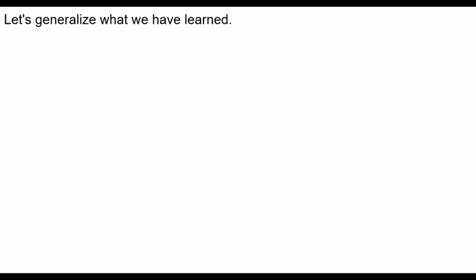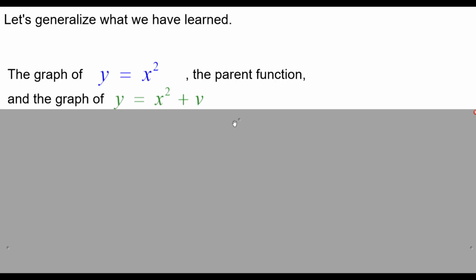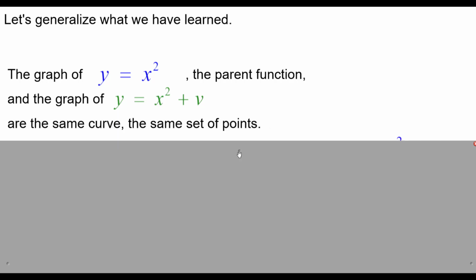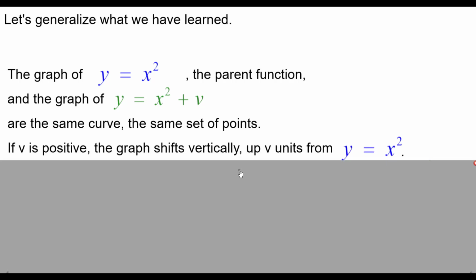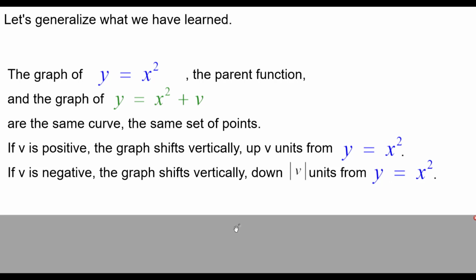So let's go ahead and generalize what we've just learned here. The graph of y equals x squared, the parent function, and the graph of y equals x squared plus v, some constant v in green, are the same curve, the same set of points. But if v is positive, the graph seems to shift up vertically v units from y equals x squared. While if v is negative, the graph seems to shift down vertically, the absolute value of whatever v is, that many units from y equals x squared.